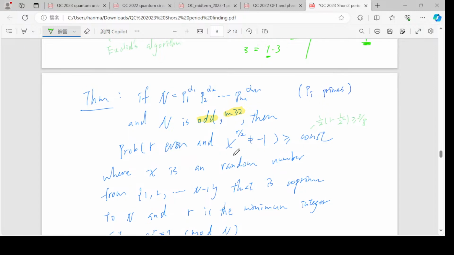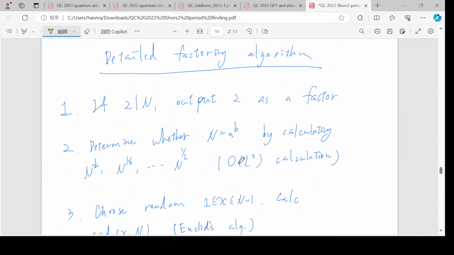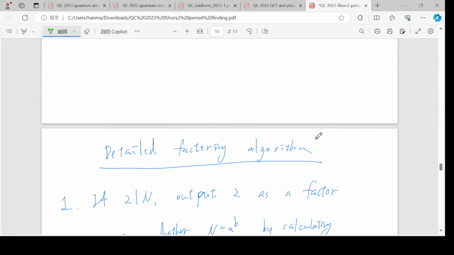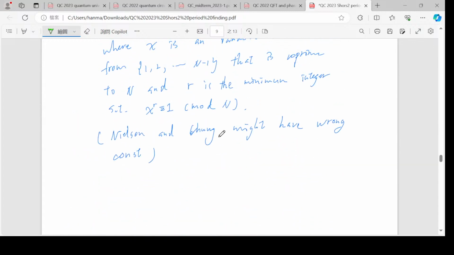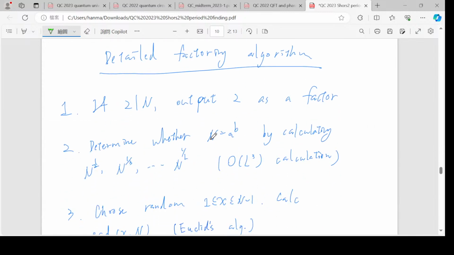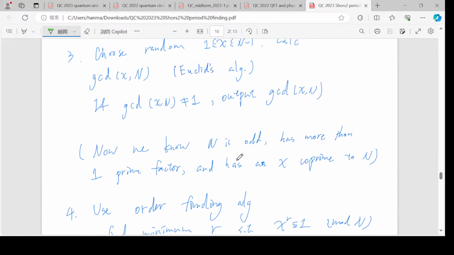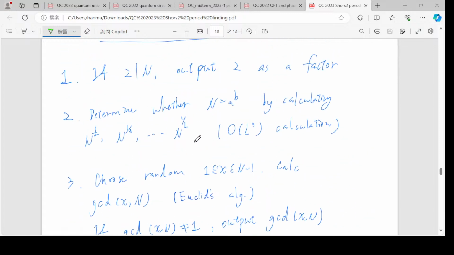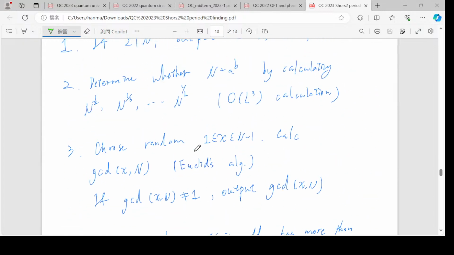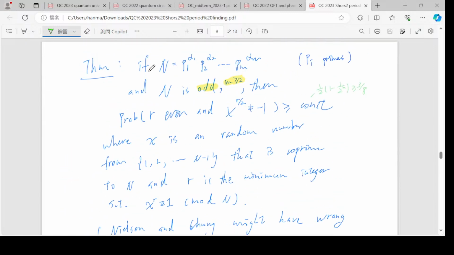Okay. Now that we have a theorem, we can finally write down the detailed factoring algorithm. We write down every detail to deal with the weird edge cases. The heart of this algorithm is still order finding. So we'll draw a random x and do order finding to find r. But now we have a lot of different details to deal with, things that this theorem cannot handle.